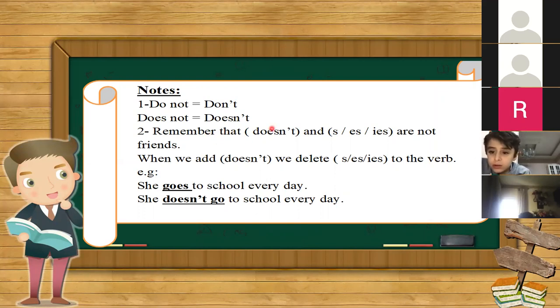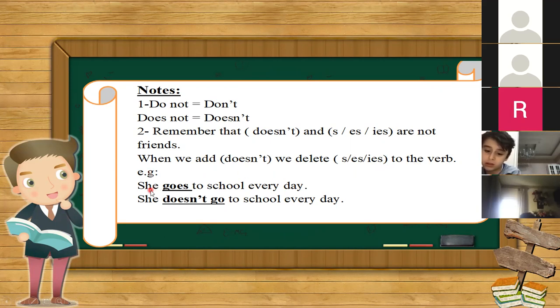Remember that doesn't and s, es, ies are not friends. They are not friends. As we said, we can't use s or es or ies with the verb when there is doesn't. When we add doesn't, we delete s or es or ies from the verb.